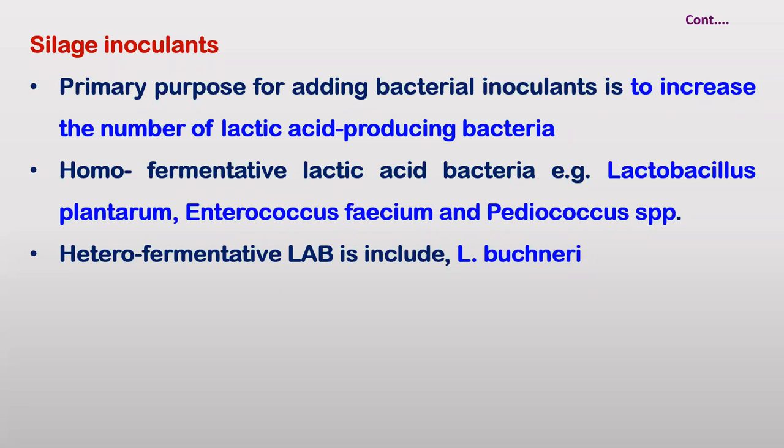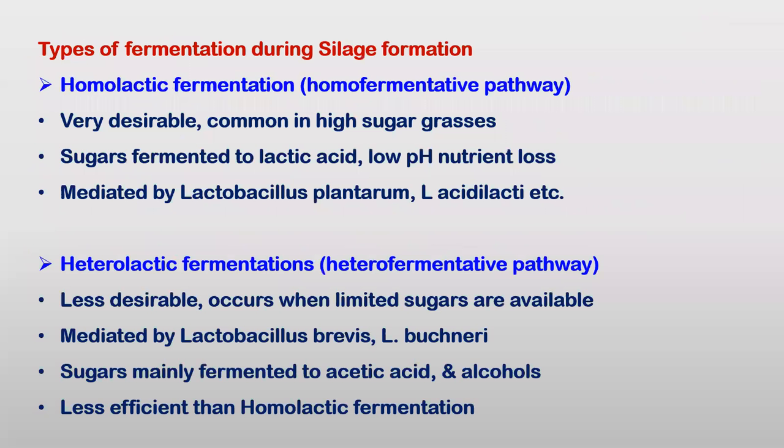preparing the silage, and some homofermentative and heterofermentative reactions take place. So homofermentative lactic bacteria, examples of that are Lactobacillus plantarum, Enterococcus faecium, and Pediococcus species. While for heterofermentative bacteria, when a less amount of soluble sugar is present, then a heterofermentative kind of reaction takes place. So Lactobacillus buchneri. These are the inoculants which can be used for silage making.